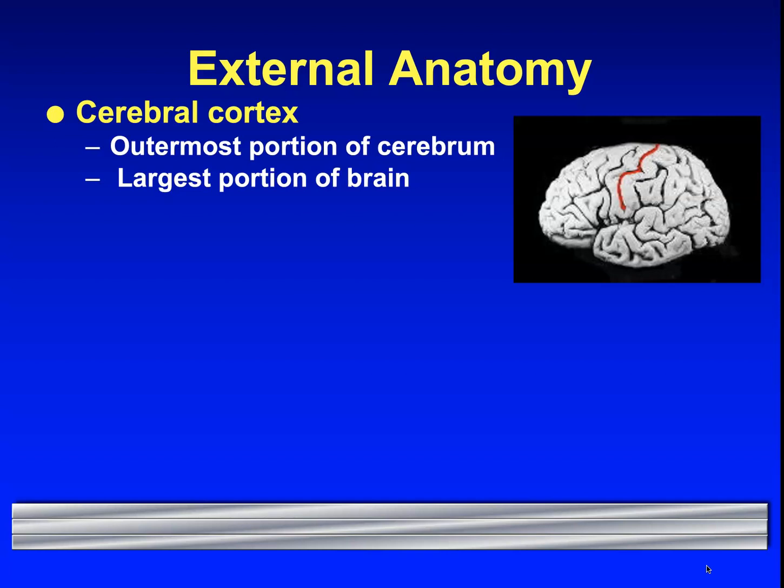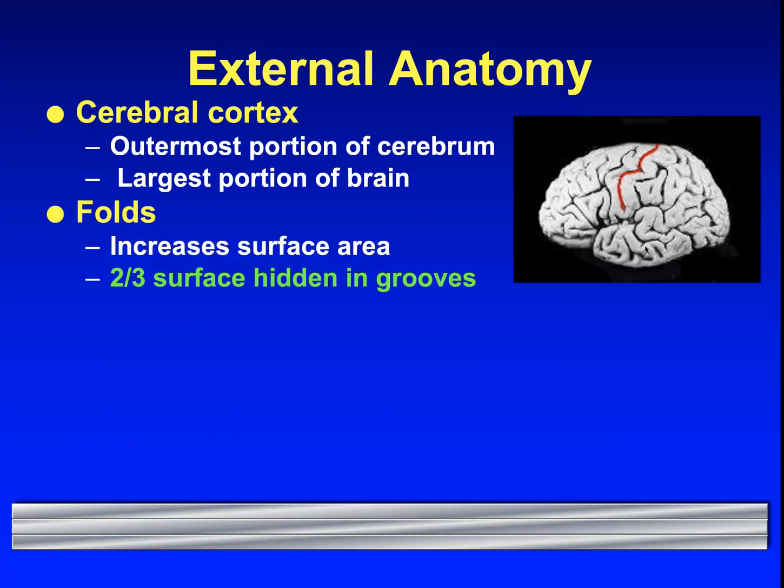Now what you're looking at here, all this squiggly bit, this is the cortex. Cortex means bark, so that's going to be the outside. And the cortex is the outermost part of the cerebrum. It's the largest part of the brain, about 40% of total brain mass. And it's all folded. These are folds.